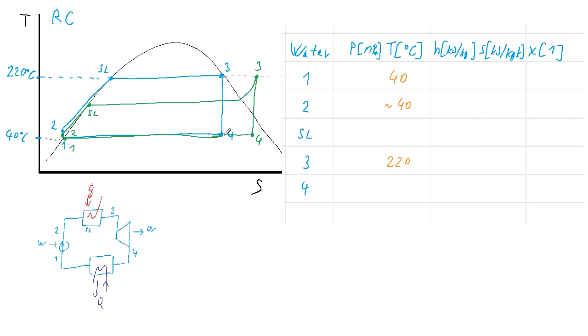And you can see that the point 4, because water is a wet fluid, will be in a mixture of steam and liquid, or vapor and liquid, so here at the point it will also be 40. And since the evaporation also takes place isothermally, the point of the saturated liquid will be at 220 degrees C.